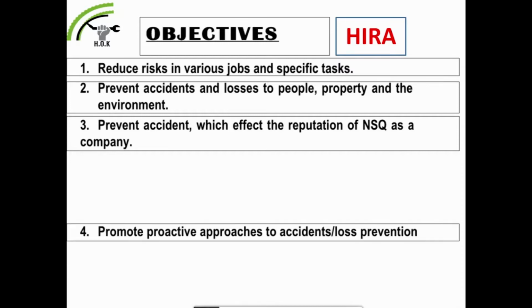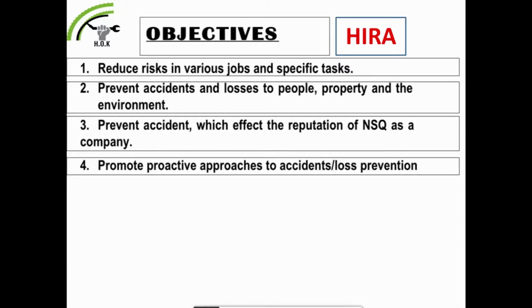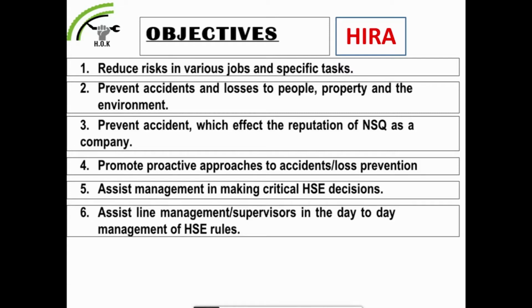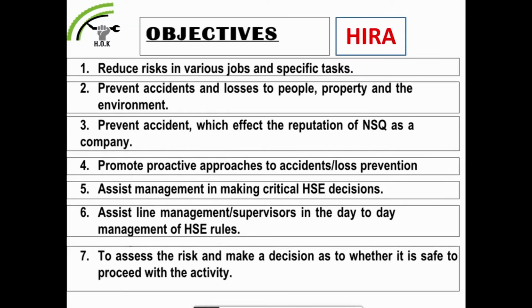Fourth one, promote proactive approaches to accident and loss prevention. Next, fifth one, assist management in making critical HSE, meaning health, safety, environment, decisions. Sixth one, assist line management supervisors in the day-to-day management of HSE rules. Seventh one, to assess the risk and make a decision as to whether it is safe to proceed with the activity.